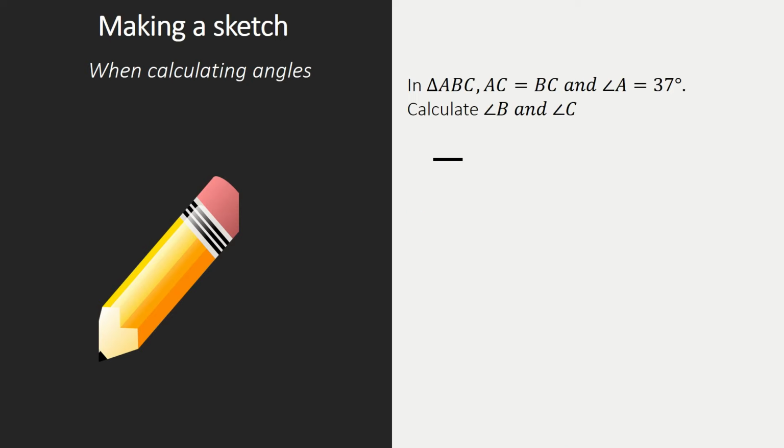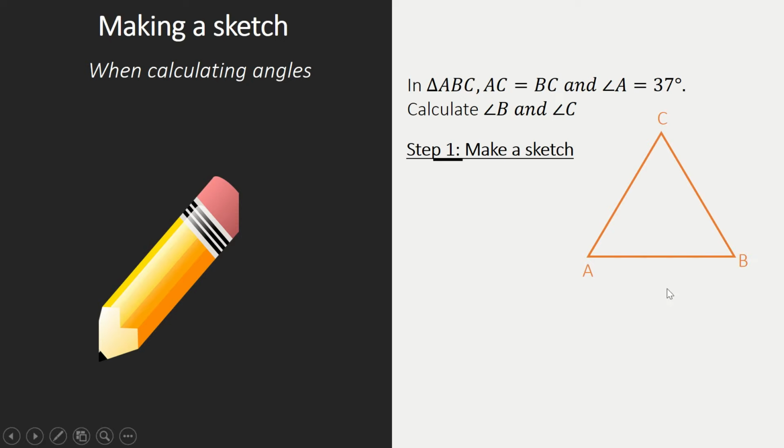So, in triangle ABC, edge AC is equal to edge BC, and angle A is 37 degrees. You need to calculate angle B and angle C. Our first step is to make a sketch. So I'm going to draw a triangle, and of course your measurements do not have to be accurate. We know A, B and C. We know that edge AC, we can see that over here, has the same length as edge BC.